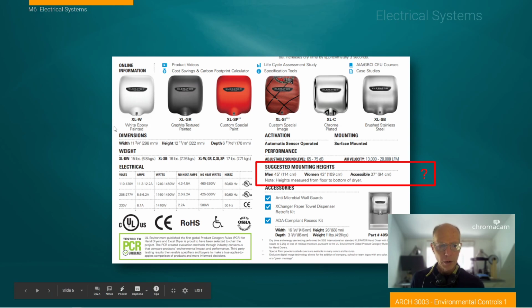idea of device selection. I have this highlighted in red over here only because this is about mounting heights, and I found this very unusual. We talk about ADA requirements, so they talk about it being 45 inches for a man, 43 for a woman, and 37 to be accessible. It seems like they all should be at 37, but I'm kind of at a loss to understand why they made that standard. That's a bit of a distraction, though.